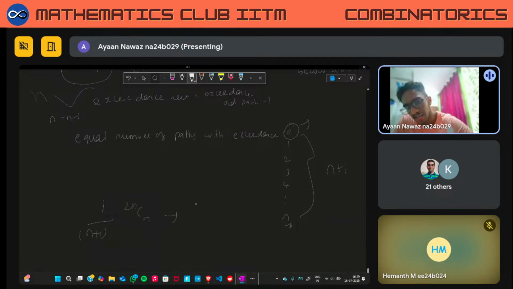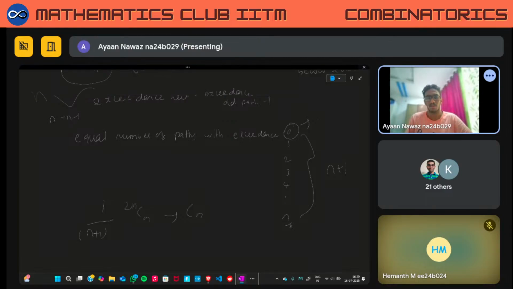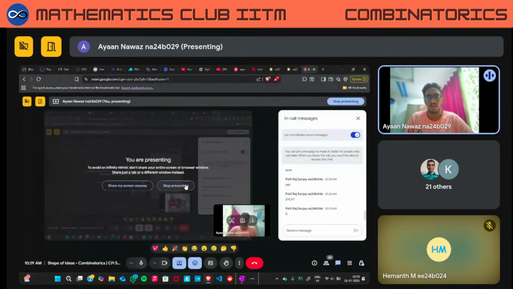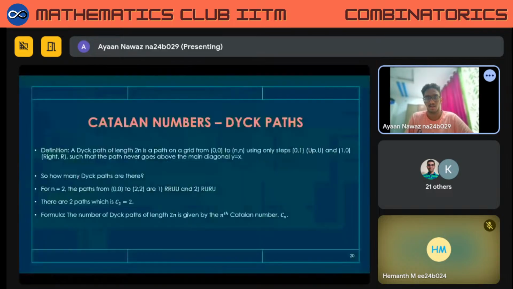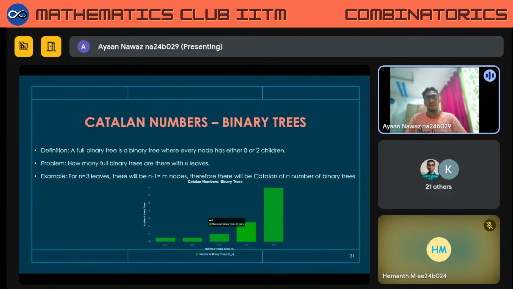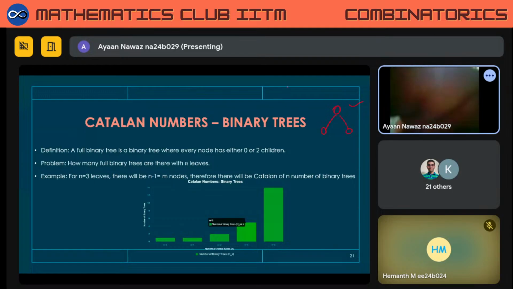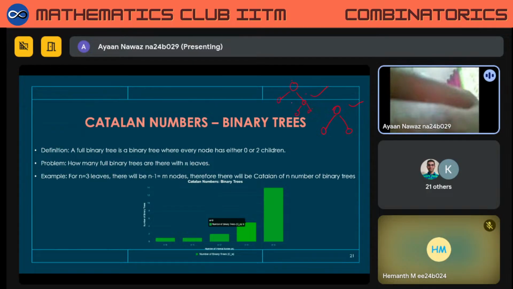Okay, and the next thing. Catalan numbers also count binary trees. Full binary trees: every node has either 0 or 2 children. This is a full binary tree, because this one has 2 children, this one has 2 children, and these nodes have 0 children. This is not a full binary tree. The number of full binary trees with n internal nodes, having n plus 1 leaves, is Catalan of n. So this is a graph indicating the number of binary trees against the number of nodes.